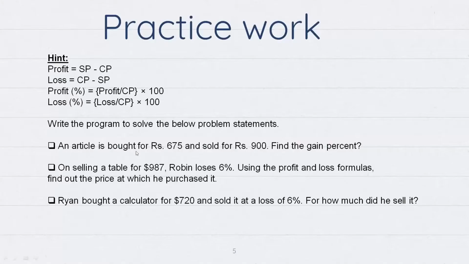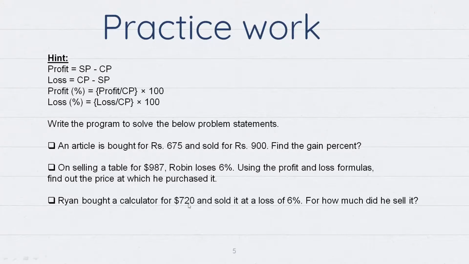So now I want you all to implement these two programs also. On selling a table for $987, Robin loses 6%. So using the profit and loss formulas, find out the price at which he purchased it. You have to get the cost price, right? So you need to find the cost price.